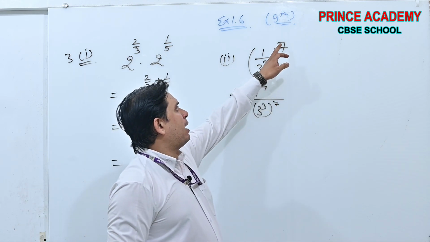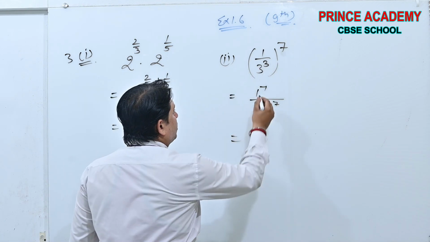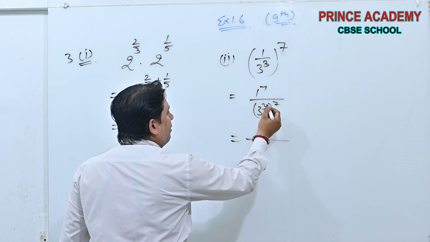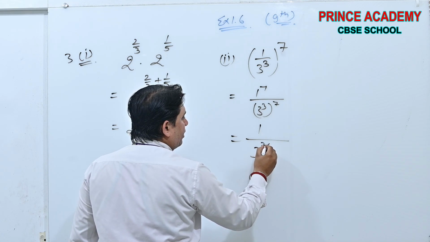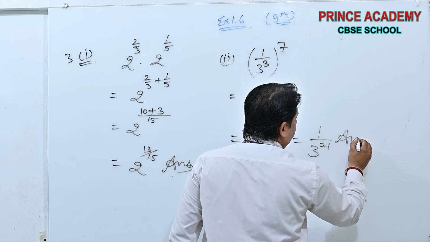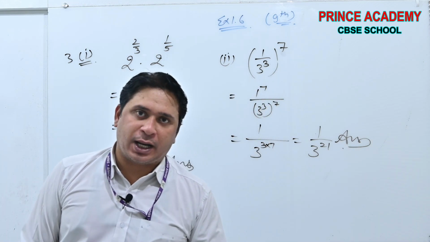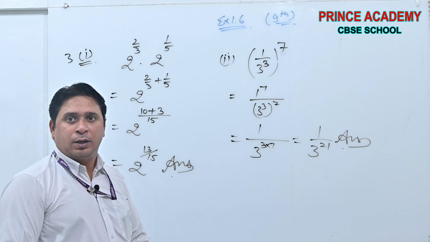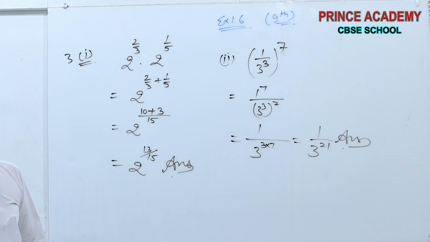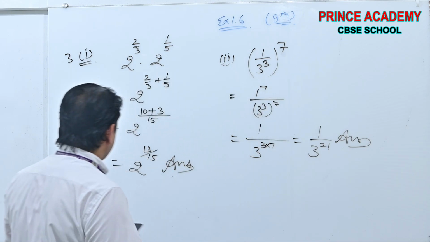The power 7 is distributed to 1 as well as the denominator. Now 1 raised to power 7 is 1 and here it is power of power, so product of powers: 1 by 3 raised to power 21. Yes or no? This is the answer. You take the screenshot. Okay? Now next question.